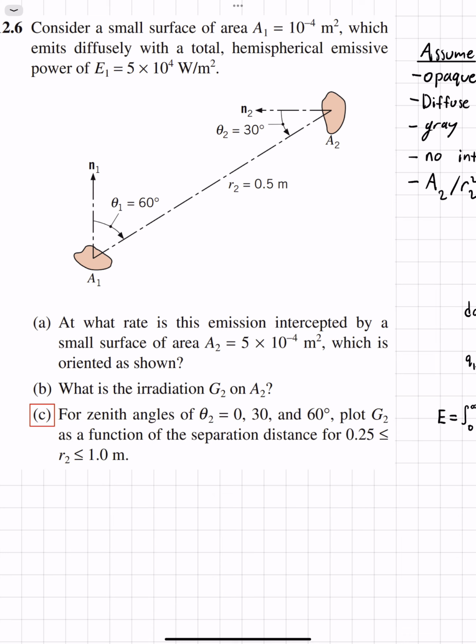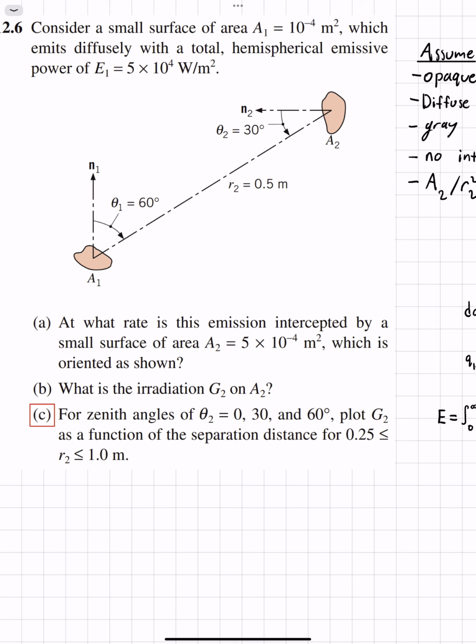We can see the diagram here with A1 oriented in the N1 direction and A2 oriented with N2. The angle from N2 to the line of separation is theta 2 equals 30 degrees for A2, and theta 1 equals 60 degrees for A1, and the separation distance is R2 equal to 0.5 meters.